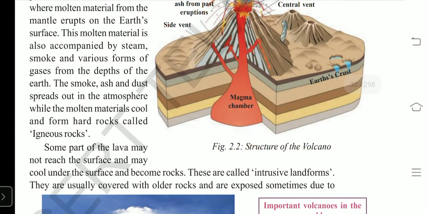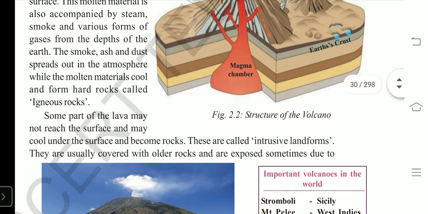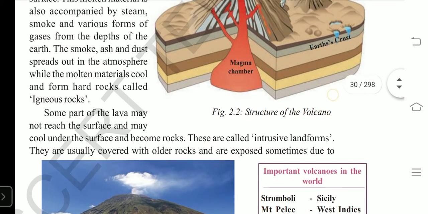Understand? Sometimes, when a volcanic eruption is taking place, the force of the lava is not too high, then the lava may not reach the earth's surface, and it becomes cool under the surface, in the sense below the earth's surface. Okay, the earth consists of different layers, right? So in the crust part, we find several layers filled with rocks.